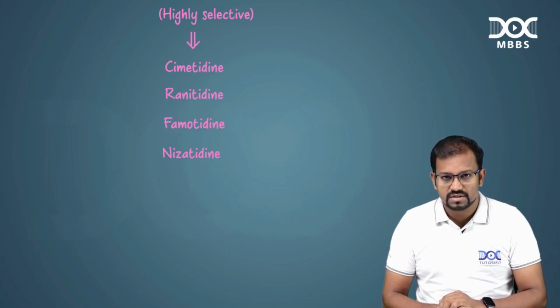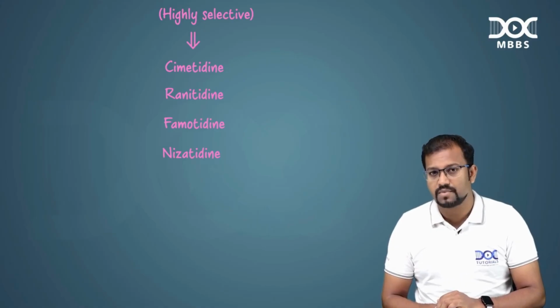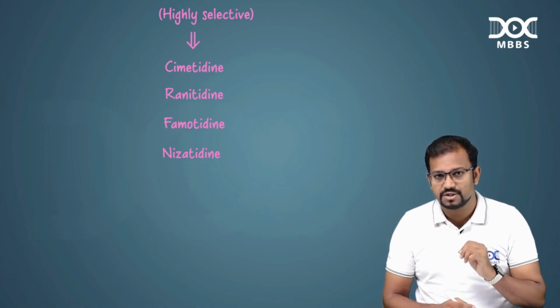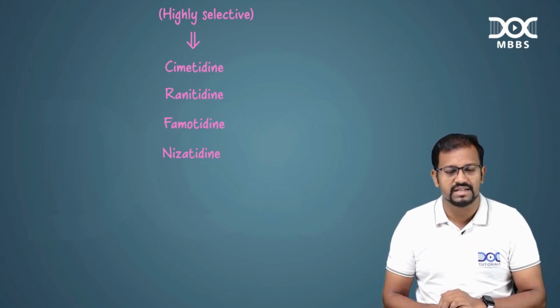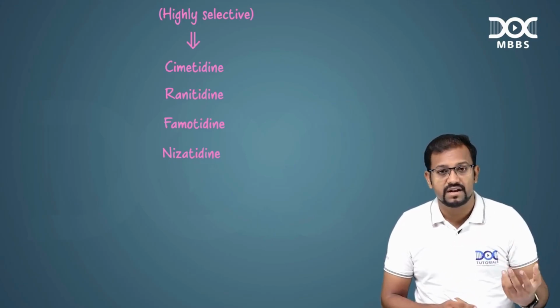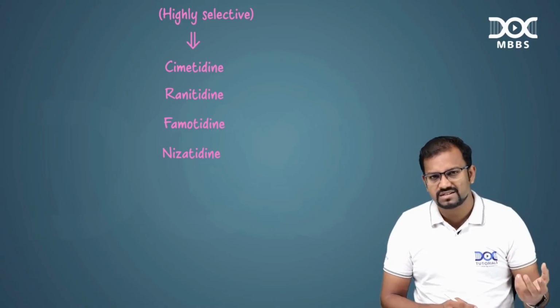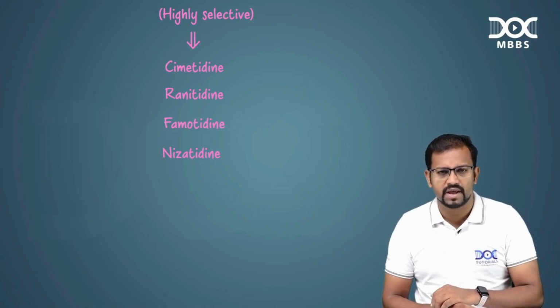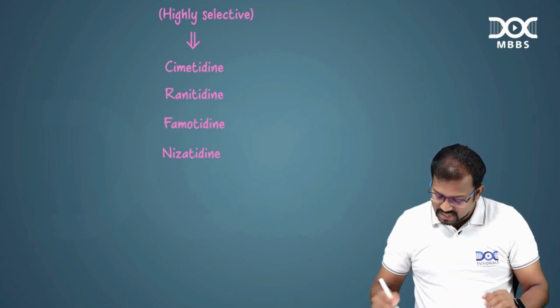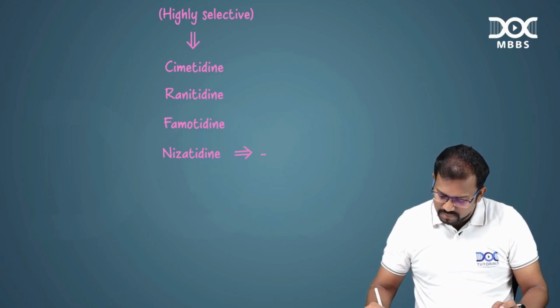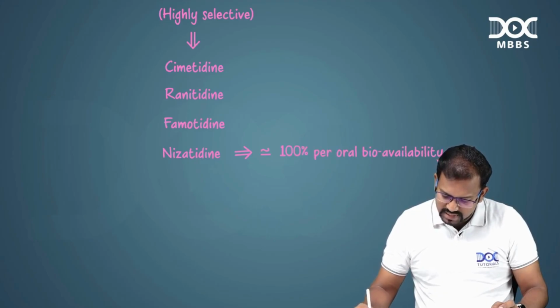Now, out of all these drugs, the drug which can be given via the per oral route and has approximately 100% per oral bioavailability is nizatidine. Of course, we have ranitidine, cimetidine, famotidine. All these drugs can be given via the per oral or even the parenteral route. But nizatidine tends to have the maximum per oral bioavailability. Approximately 100% per oral bioavailability is seen with nizatidine.